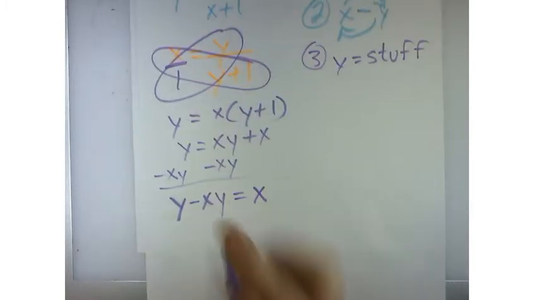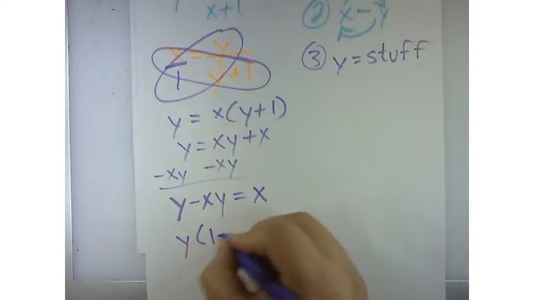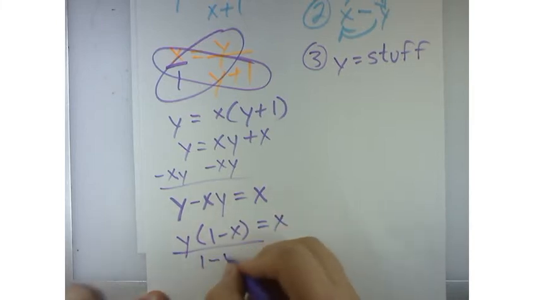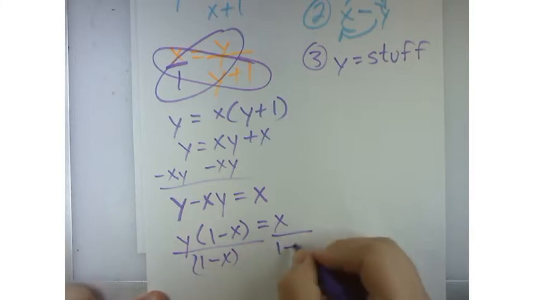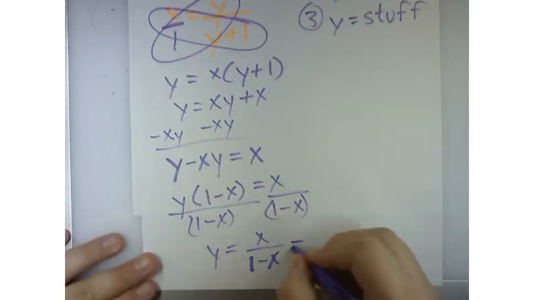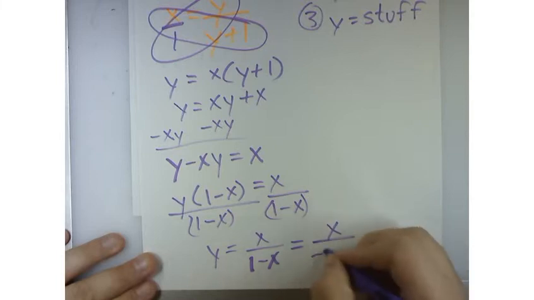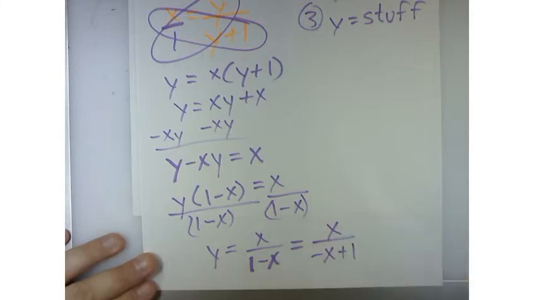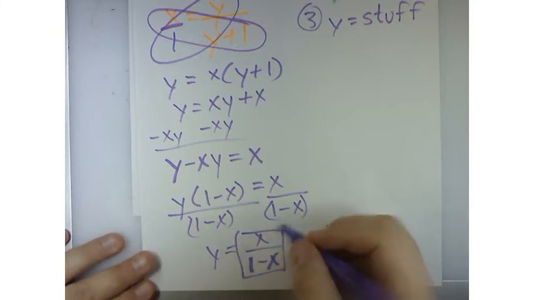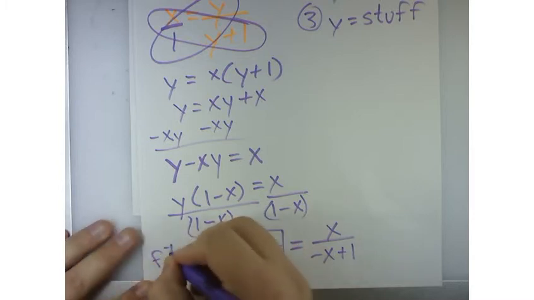This is the tricky part. If I factor out a y, I get y times 1 minus x equals x. Then I divide both sides by 1 minus x. And so I get y equals x over 1 minus x. And now you could write that a different way, with negative x plus 1, but your textbook just left it like this. Now what is that? That is f inverse.